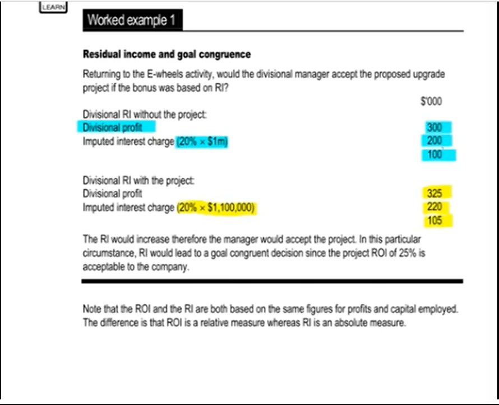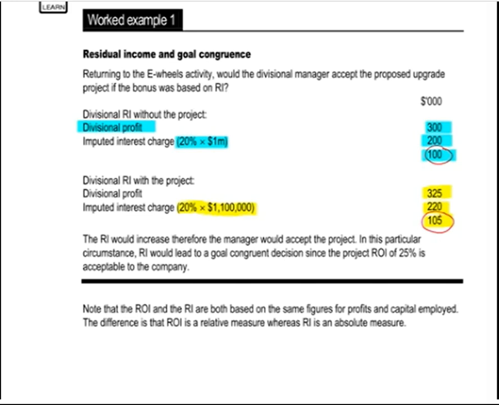Let's look at what's happened. We're now considering a return of 100,000 versus 105,000. It's now far more likely that our manager is going to accept this project because they can see it generates a greater return for the business as a whole. That would be a goal congruent decision. It would be acting in the best interest not just of the division but of the organisation as a whole.